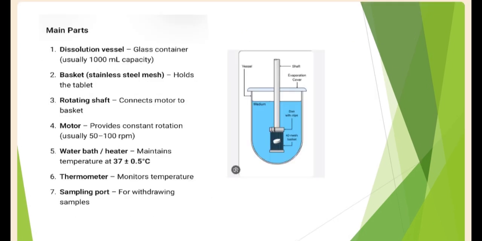This is the picture of the basket type dissolution apparatus. The parts of the basket type dissolution apparatus are vessel, dissolution medium, shaft, motor, water bath, thermometer and sampling port.